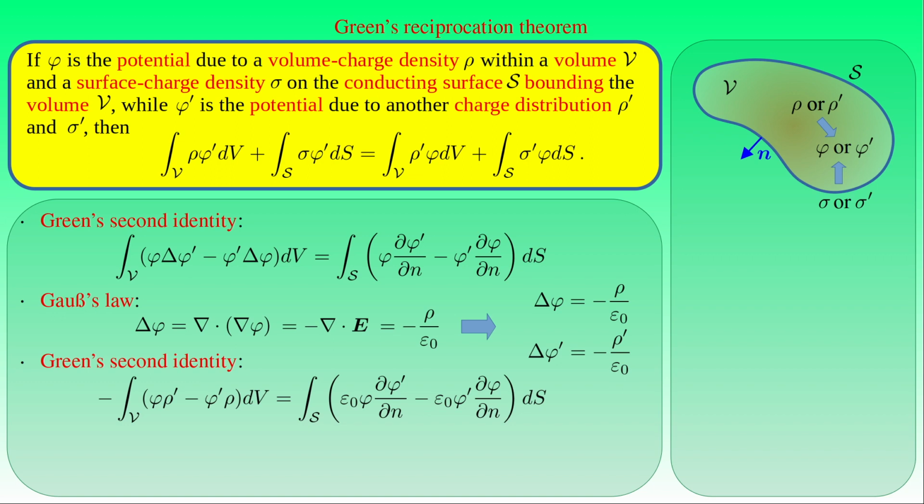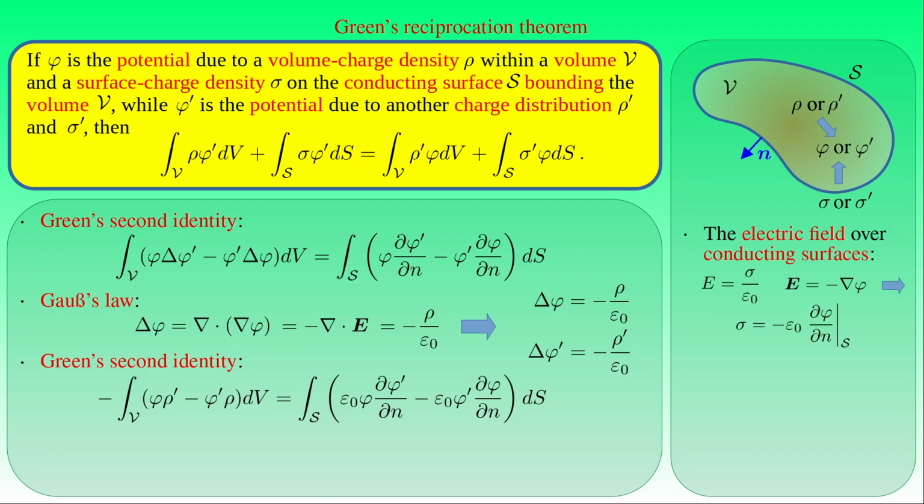We already demonstrated that the electric field is perpendicular to the surface of a charged conductor and its magnitude is given by the ratio of the surface charge density sigma to epsilon naught. Since the surface of a conductor is an equipotential surface, the electric field E given by the negative gradient of the potential phi is equal to the directional derivative of the potential in the direction of the outward pointing surface normal n of the conductor, and we can express the surface charge density sigma as minus epsilon naught times the directional derivative of the potential phi in the direction of the surface normal n over the surface S.